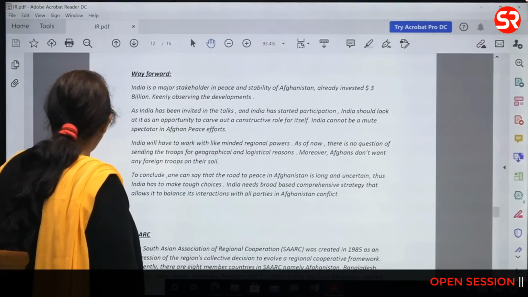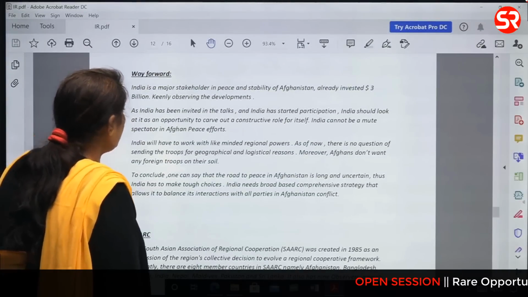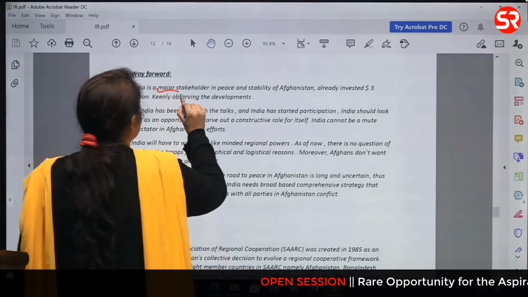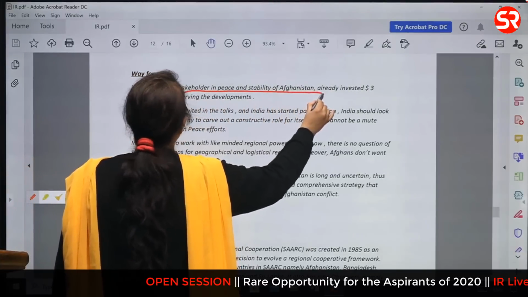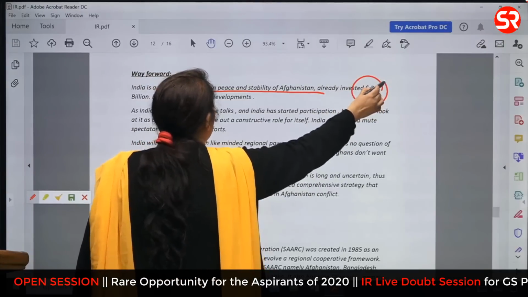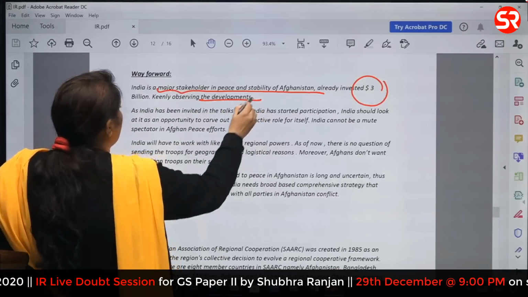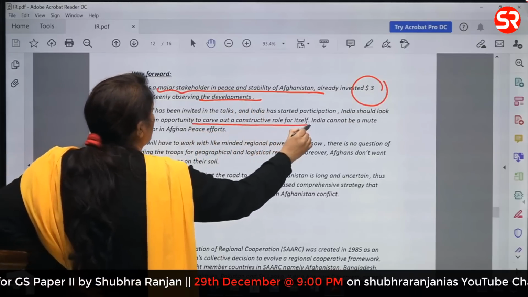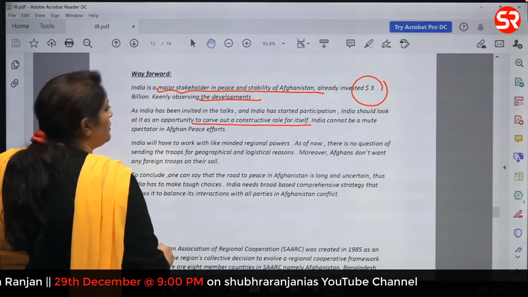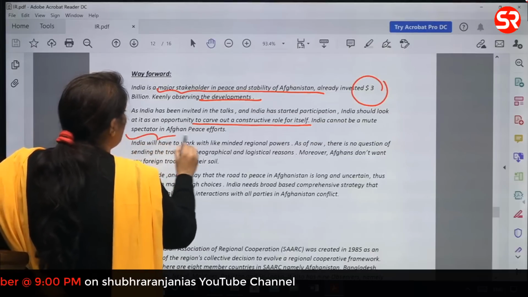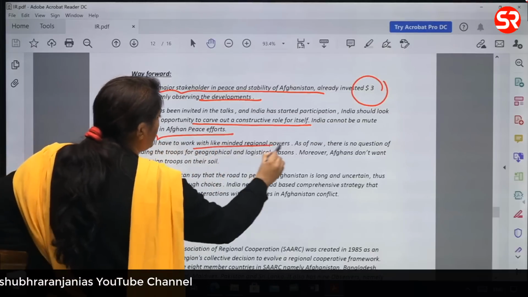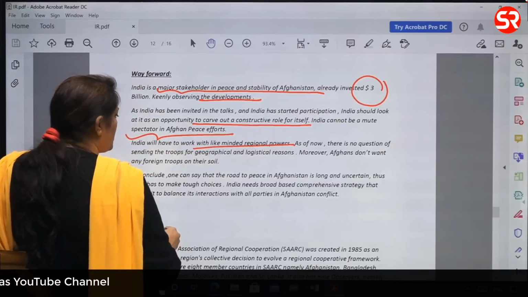Now, what is a way forward? India is a major stakeholder in peace and stability in the region. We have invested $3 billion. We are keenly observing the development. India is carving a constructive role. India cannot be a mute spectator. Work with the like-minded countries.